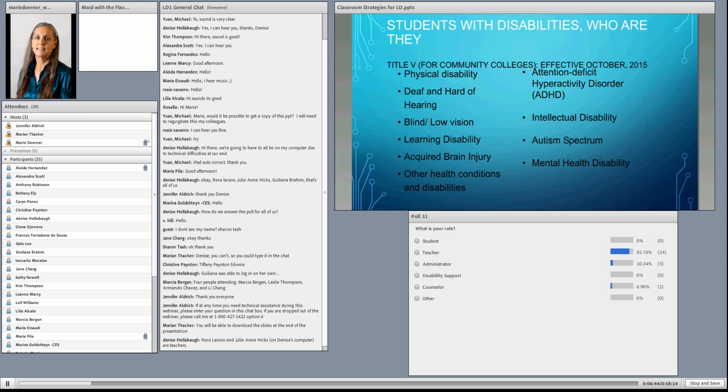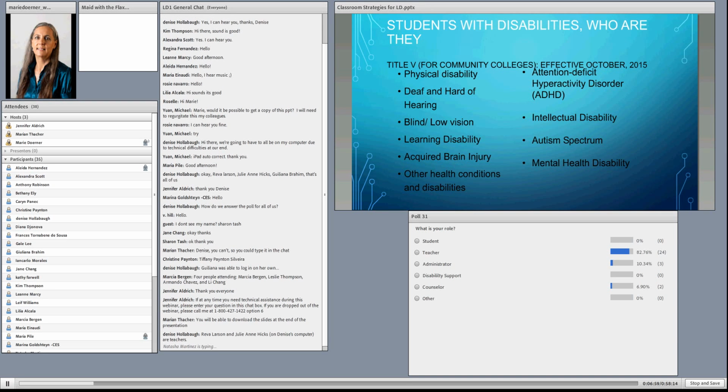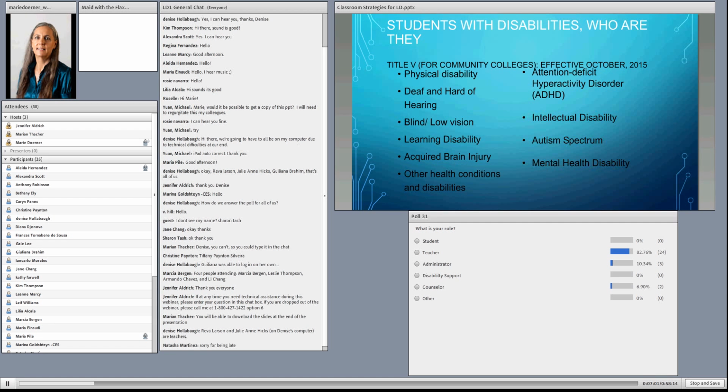Besides the learning disabilities, and the law is changing. The Title V is the law for California, and they had changed the law October 2015, and these changes will kick into place in the community colleges in July 1st, I think. And we've changed the names of some of the categories, and then there's a few new categories, which is kind of interesting.